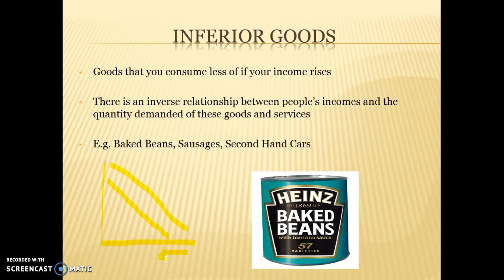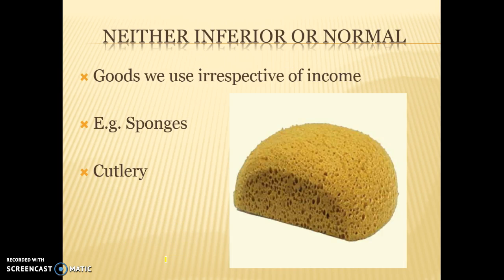income goes down. And then there are products that are neither inferior or normal. We basically purchase them regardless of our income. And that would be things like sponges and cutlery and necessities that we need to. Toothbrushes would be another example, where we need to purchase these products regardless of our income.